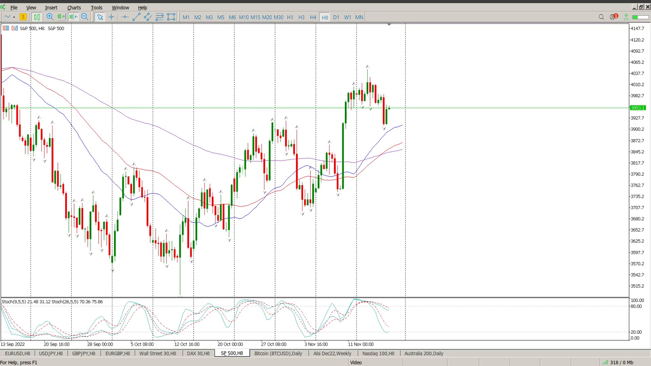Good morning, everybody. This is your S&P 500 day trade setups for today. So, a couple of things on the go right now. We do have options expiry today, and the open interest is sitting between 3950 and 3900. So that's kind of where the bulk of the options are sitting.